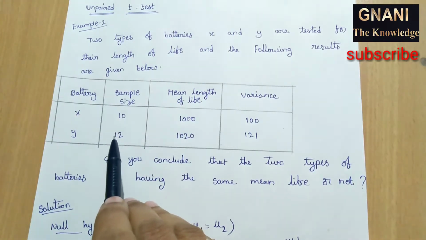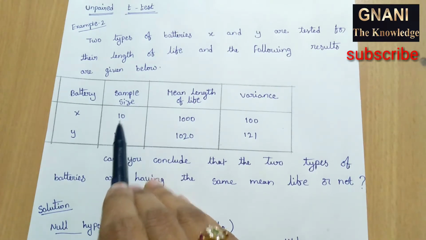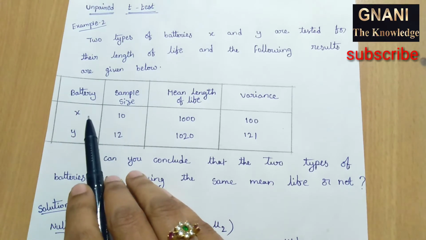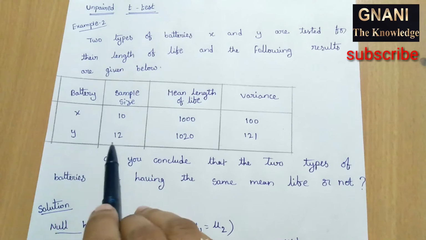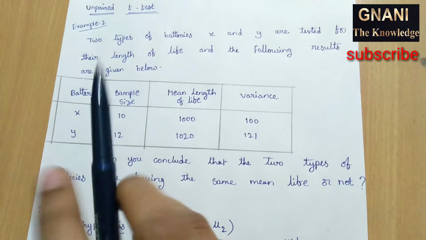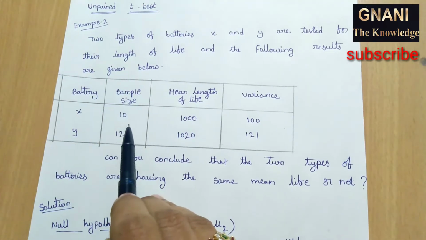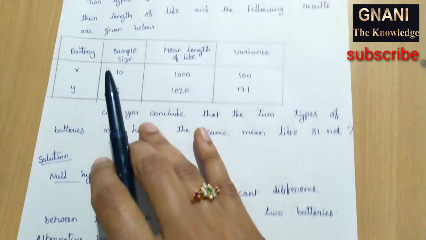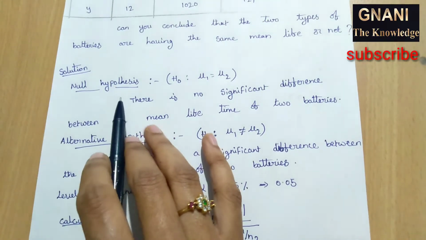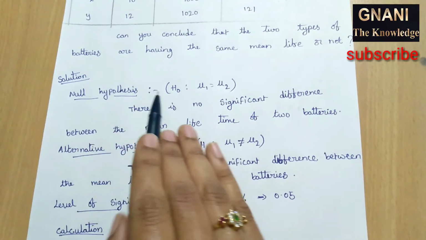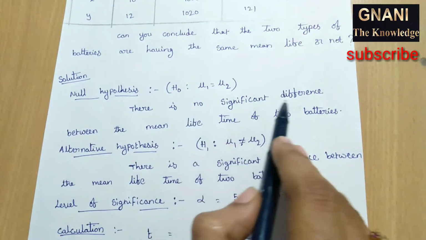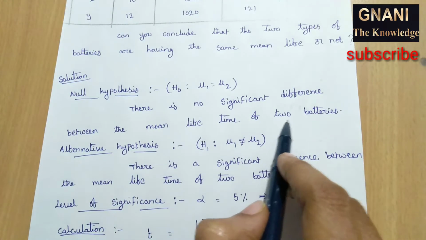And this is a t-test. The sample size is not equal in both samples. That means in x1 the sample size is 10 and in x2 the sample size is 12, so n1 is not equal to n2. Then we find this is an unpaired t-test. Here is the solution. What is the first step of the testing of hypothesis? The null hypothesis, denoted by H0: mu1 equals mu2. That means there is no significant difference between the mean lifetime of two batteries.